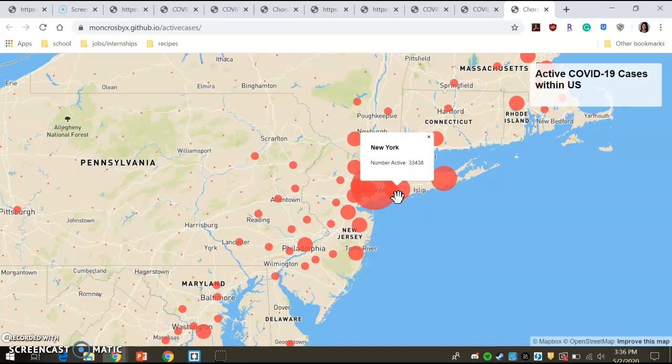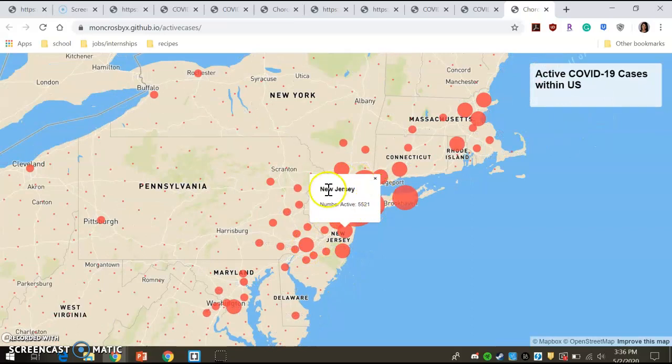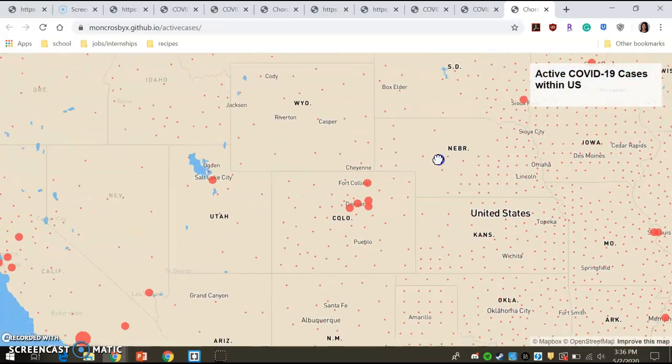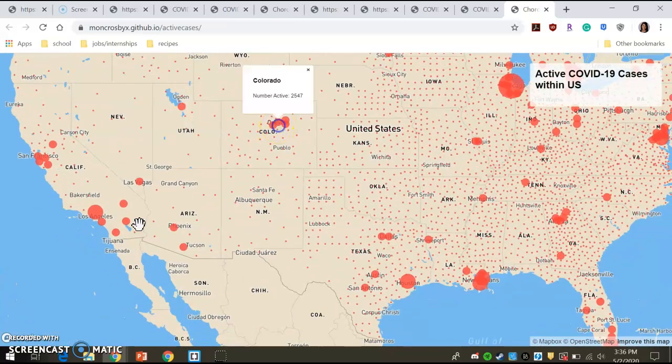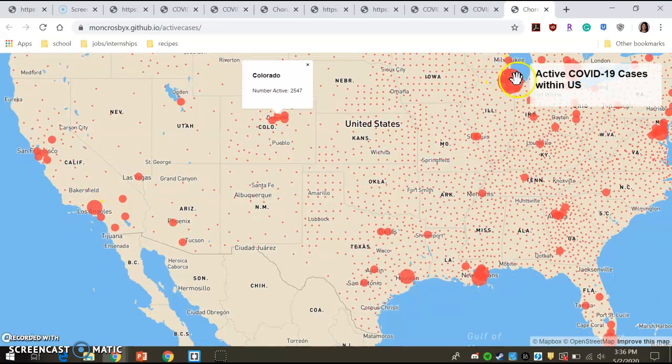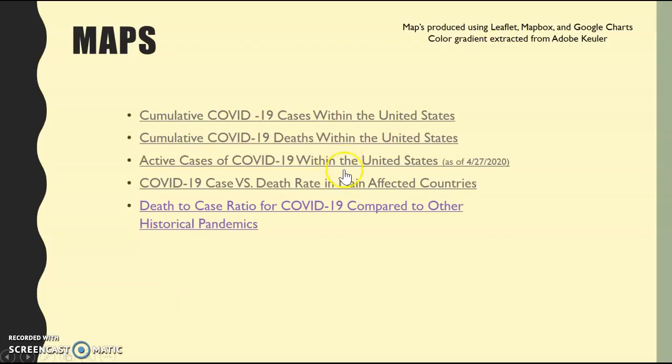This is New York City, but you can also click on other areas within New York. And you can see the count in those areas as well, and you can drag it across the US and see where cases are lower or higher given the radius of the circle. And then moving on to my charts.